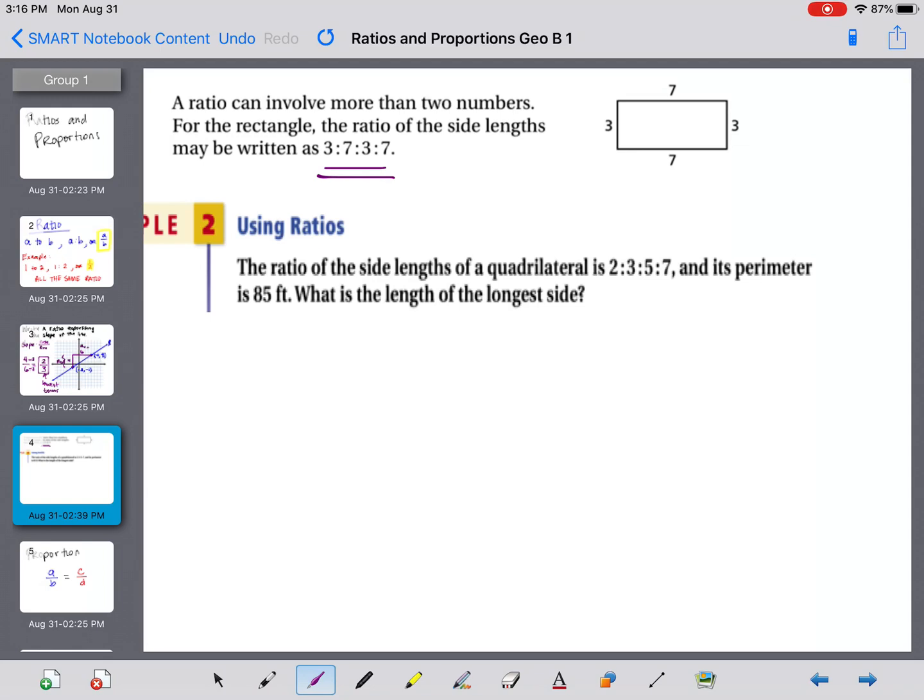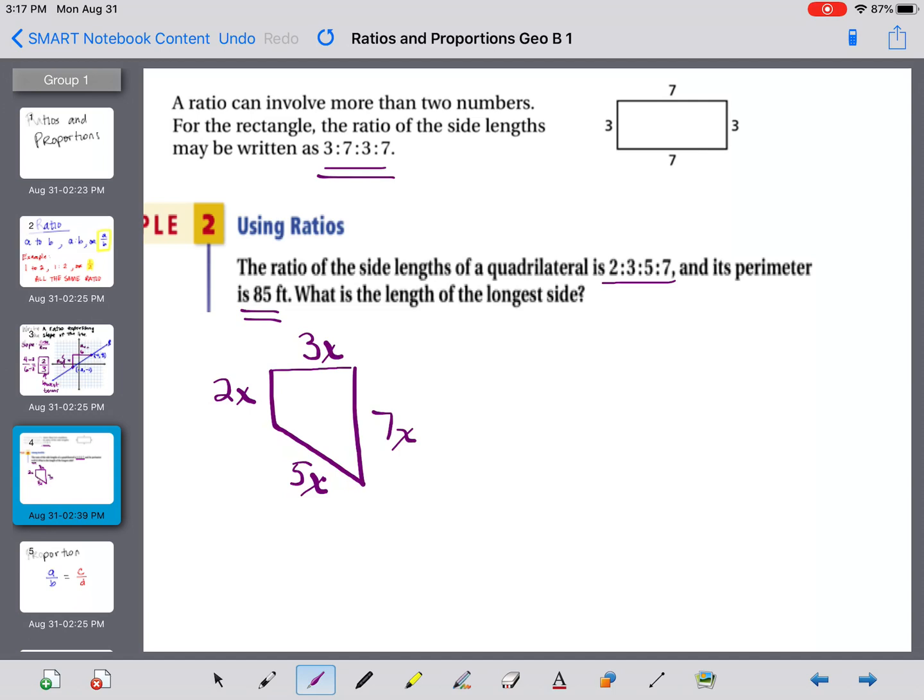Knowing that perimeter is adding up all of the sides, if I just add 2 plus 3 plus 5 plus 7, that's not going to give me a perimeter of 85 feet. So the 2, 3, 5, and 7 represent a ratio. This shape is a quadrilateral, which just means it's 4-sided. This side is going to be 2 times some number, this one 3 times some number, another side 5 times some number, and this side looks like it could be the longest, so it'd be 7 times some number.